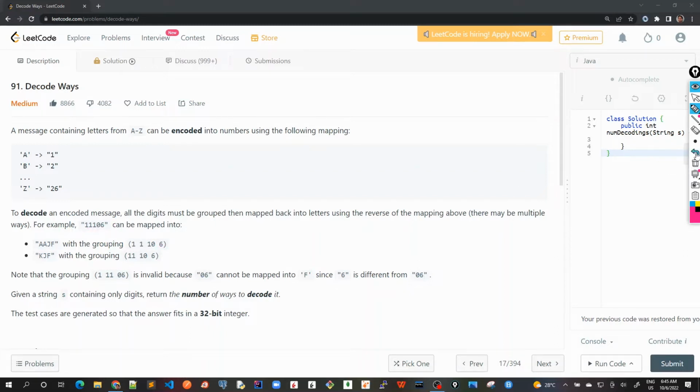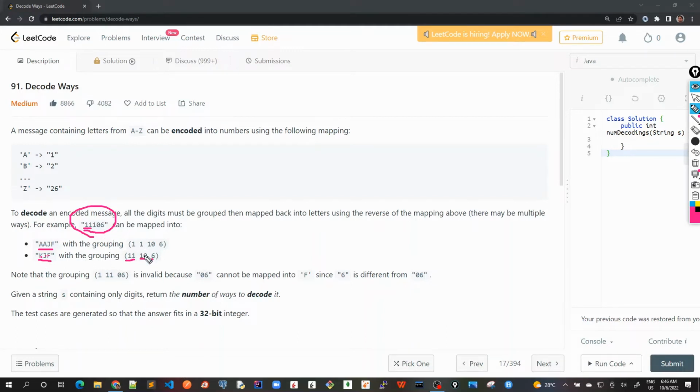This is one way we can decode this number, into AAJF. The other way is that instead of taking 1 and 1 separately, we take 11 completely. We found a group of 11, which would be mapped to K, and then 10 mapped to J, and then 6 mapped to F. So here is the statement: an input number is given, and there are multiple ways we can group it and form a different type of decoded message in letter form, like AAJF or KJF. And we have to return.